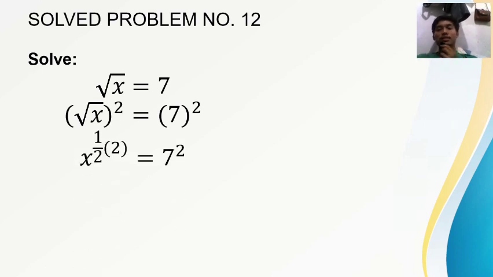In exponential expression, kapag ginawa nating exponential expression, ang square root of x is we have x raised to 1/2 power. To make 1/2 into 1, we have to multiply it by 2. So 1/2 times 2 is 1. So i-square natin siya both sides of the equation. So lumabas, 7 squared is equal to 49.